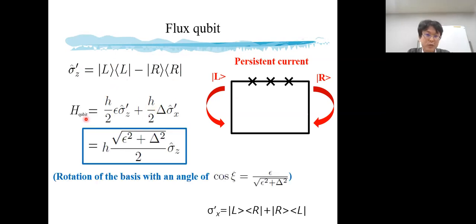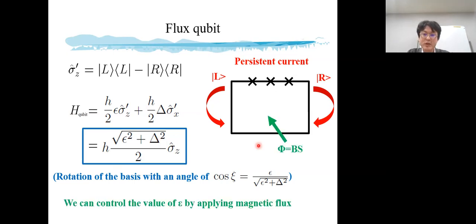So in the flux qubit Hamiltonian, not only the sigma z prime term, but we also have a sigma x term as well. This corresponds to the tunneling term, where the L state becomes the R state and the R state becomes the L state. This kind of tunneling term has an energy of the tunneling energy delta. So the total Hamiltonian of the flux qubit is written like this. By diagonalizing this Hamiltonian, we can describe it like this one.